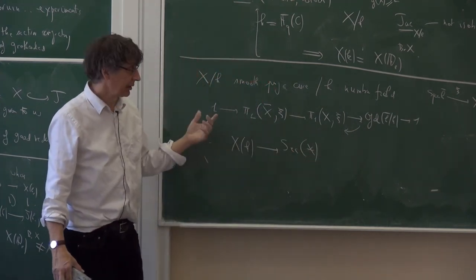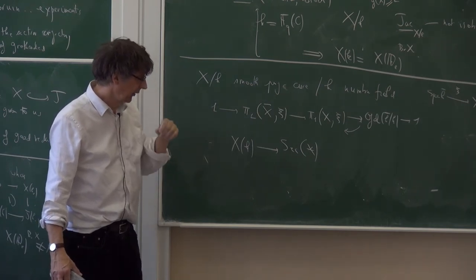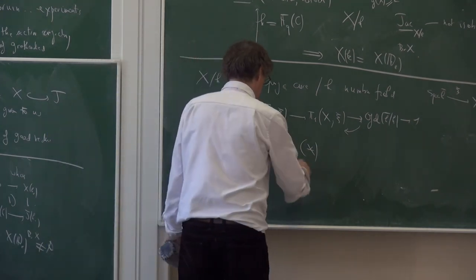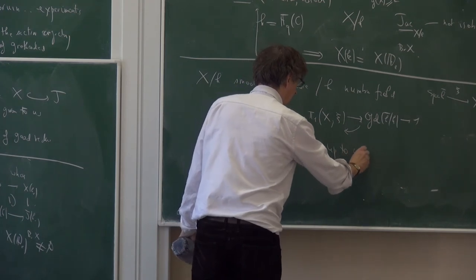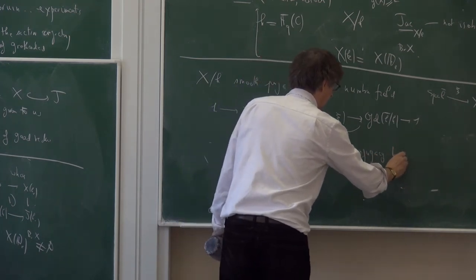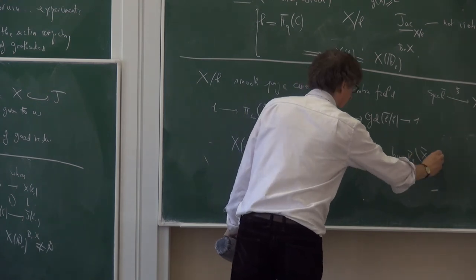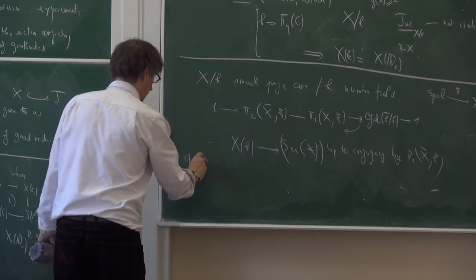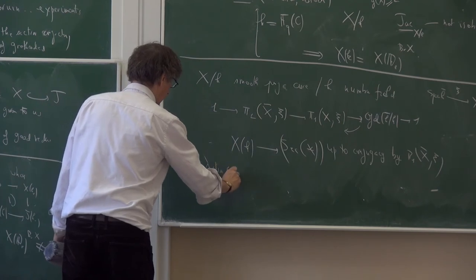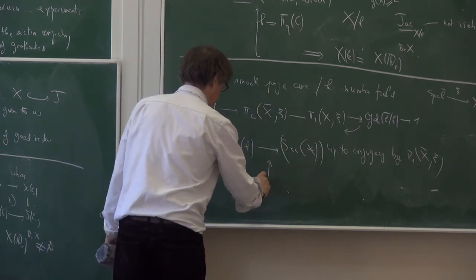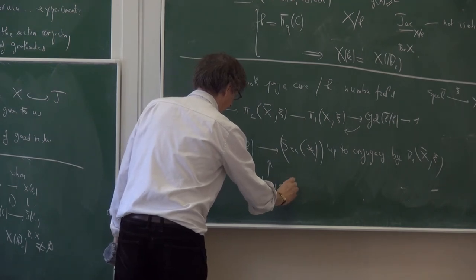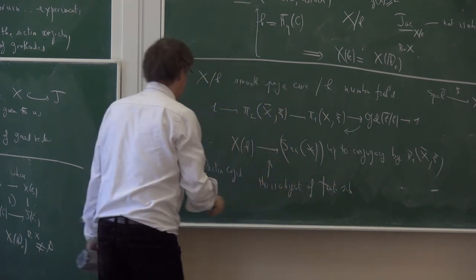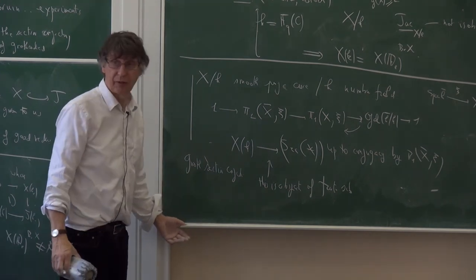And there's a business up to conjugacy by pi_1 of X bar. So you get sections up to conjugacy by pi_1 of X bar. And the Grothendieck section conjecture is that this is a bijection of finite sets. So that's a famous conjecture.